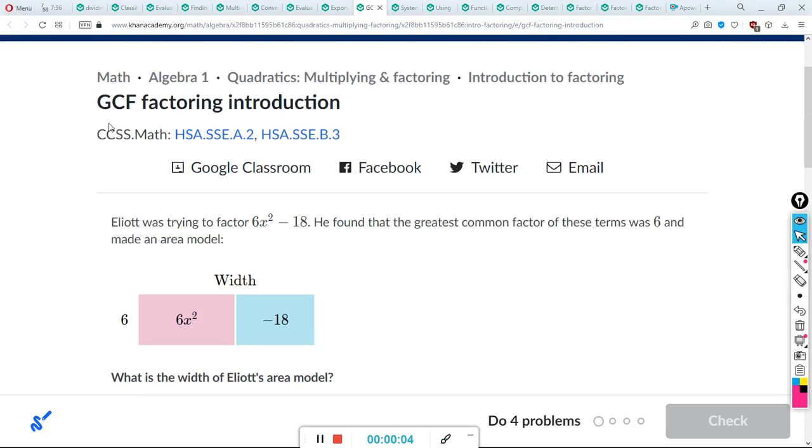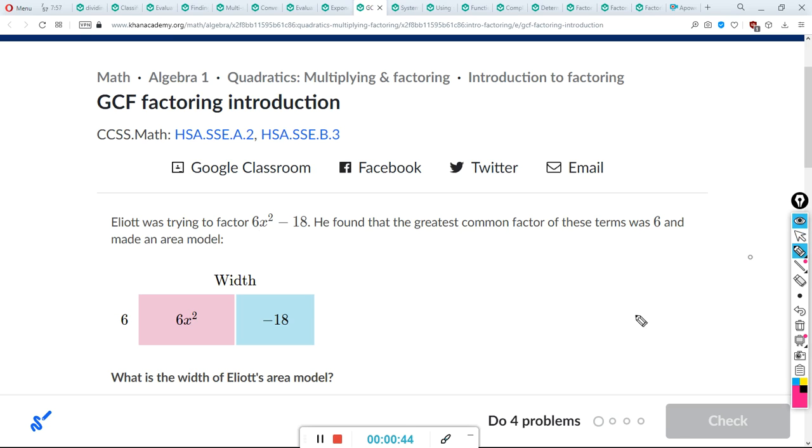This will be for the assignment GCF factoring introduction. GCF stands for greatest common factor, and the greatest common factor is just the largest, the greatest number that can divide evenly into both terms. So here you can see we have 6 and negative 18. The number 6 divides evenly into 18 and into 6. There's no remainder.